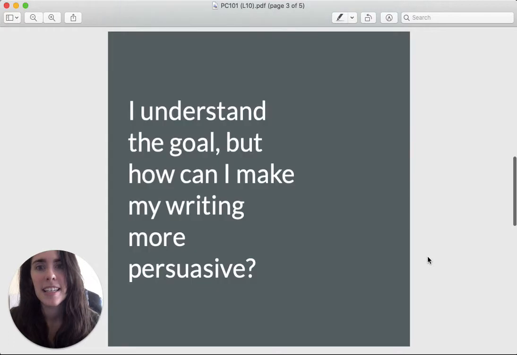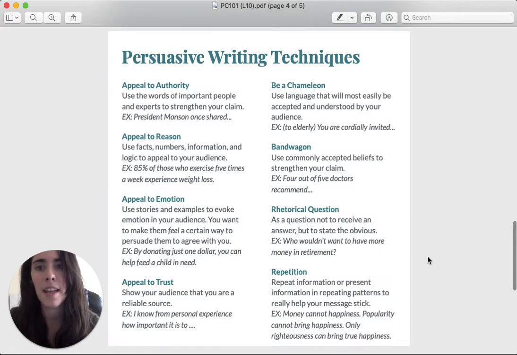Now, you may think that you understand the goal, but how can you make your writing more persuasive? There are a few techniques that are used widely across many platforms, whether that's magazines, websites, essay writing. All of these techniques are persuasive by nature, and I want to share some of them with you to make sure that you are as prepared as possible for this next writing assignment. So, here are some of the techniques. These are just 8 top techniques that you can use to really make sure you're getting your point across in the most persuasive way. So let's breeze through a few of these together.